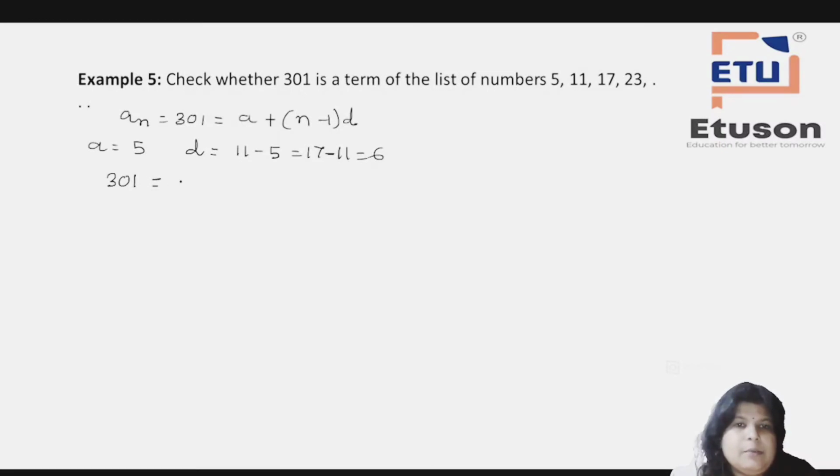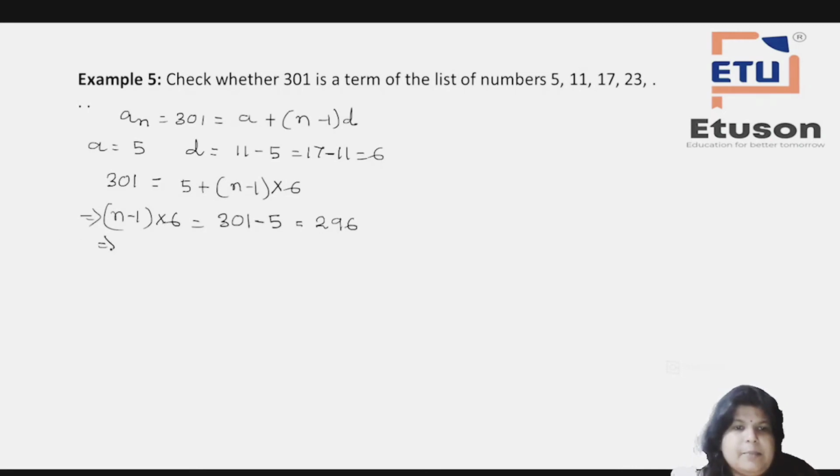So now put it in the equation. 301 is equal to 5 plus n minus 1 into 6. It implies you have n minus 1 into 6 is equal to 301 minus 5, which is nothing but equal to how much it is?